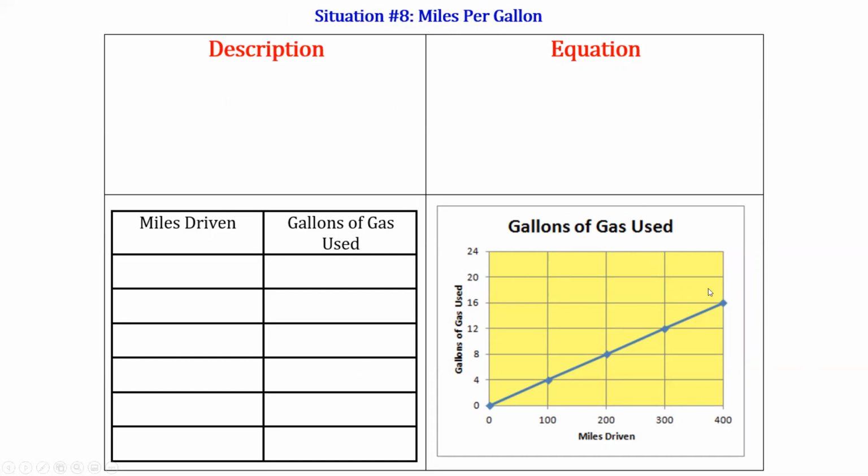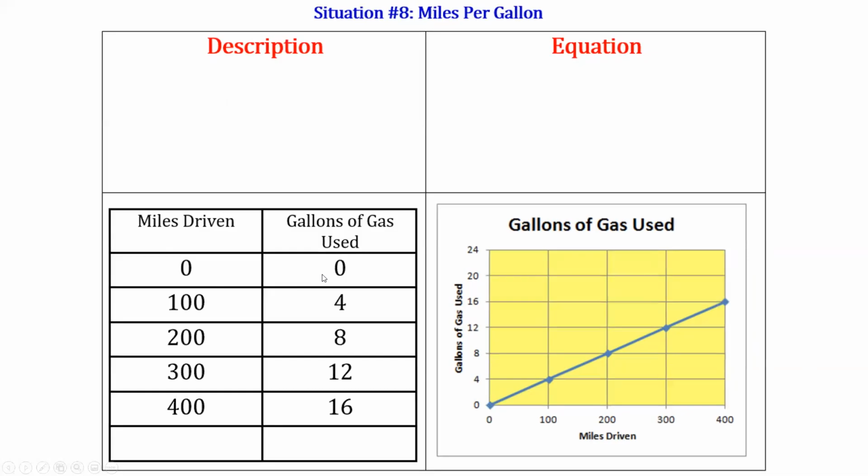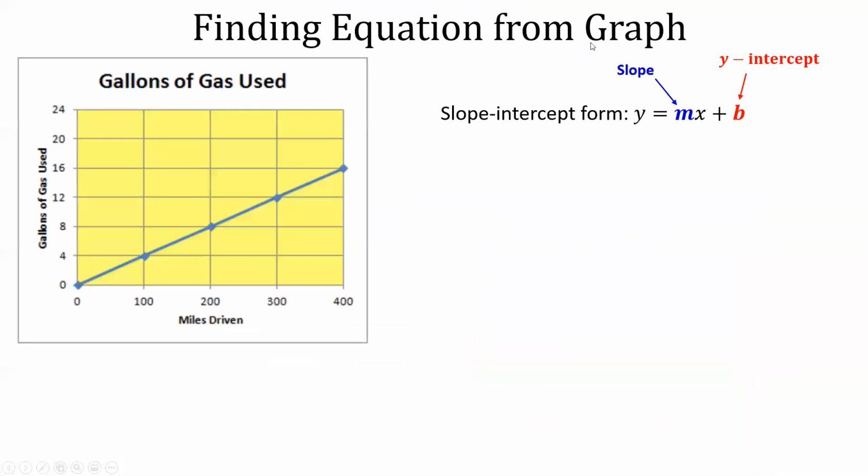When you're given the graph, well, the table becomes really easy to come up with because all you have to do is write the ordered pairs. This first one is 0, 0. So I just write 0, 0. The next one's 100, 4. The next one's 200, 8, and so on and so forth. Now that I have the graph and table, I'm just going to come up with the equation. This time I'll show you how to come up with the equation from the graph.